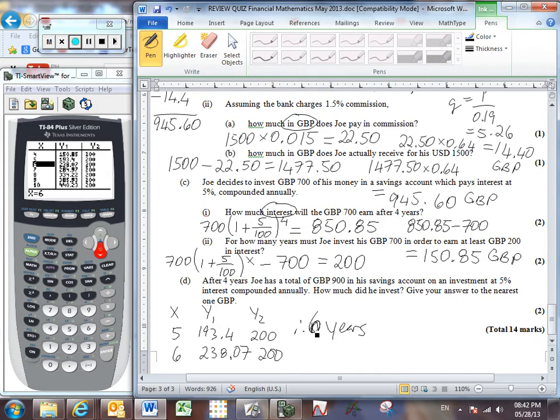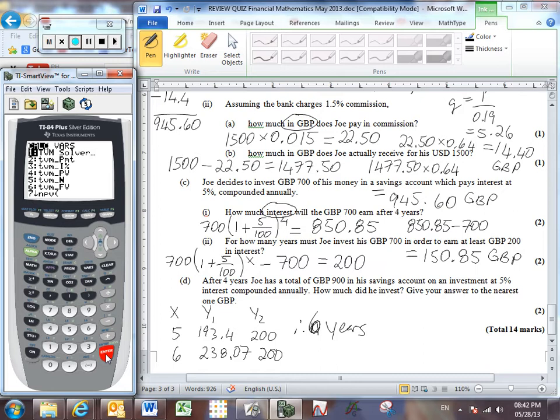And lastly, part D. After 4 years, Joe has a total of 900 British pounds in his savings account on an investment at 5% interest compounded annually. How much did he originally invest? This is a great opportunity to use Apps and Finance TVM Solver. We know that 4 years have passed and we're compounding annually once each year, so only 4 compounding periods have passed by. The interest rate is, as it frequently is for IB, 5%. The present value of the money is what we are trying to find, so let's put it in as 0. And the future value of the money is 900.